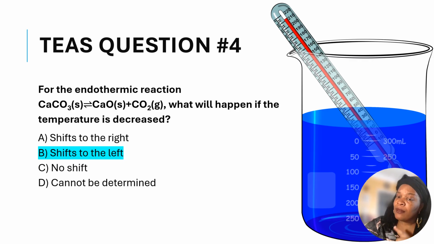And finally, letter D. The reason why it cannot be determined is incorrect is because the temperature changes on endothermic and exothermic reactions are well understood. So for an endothermic reaction, a decrease in temperature shifts the equilibrium towards the reactants, which are on the left in this particular example here.